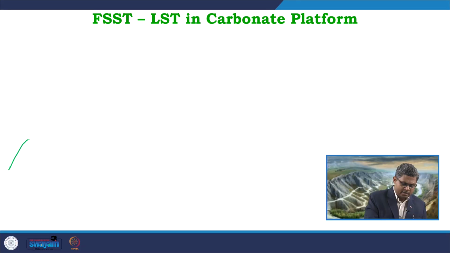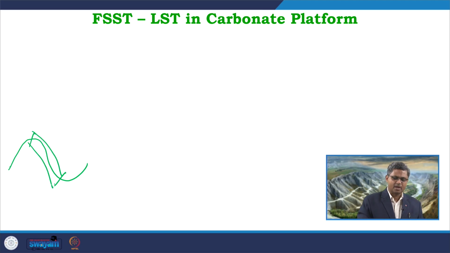So, what happens during the FSST and LST in the carbonate platform? In this curve, we are now looking into this part. As we know, this is the forced regressive part, and followed by that we are looking into this part, the LST part.